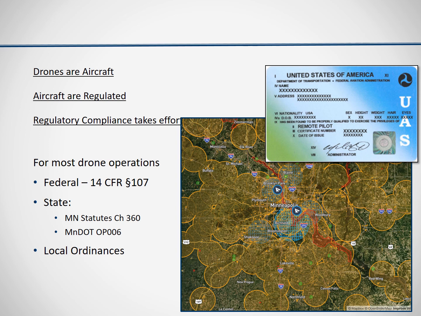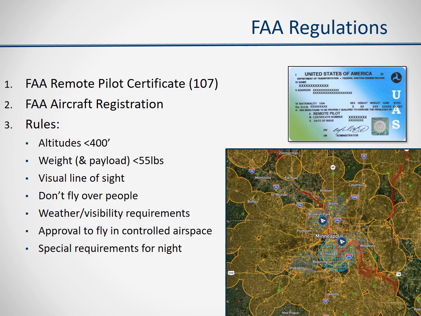So they're referenced there. You don't need to look at the MNDoT one there, but federal, state, and local ordinances are required. So for the FAA, there are basically 3 things that you need to have to be an unmanned aircraft pilot. The first thing is you need your remote pilot certificate. So here's an example of it. That's a 60-question test over 2 hours, worth studying for. The pass rate's pretty good. There's a lot of good material out there for it. You need to register your aircraft with the FAA, and then you need to follow the rules.